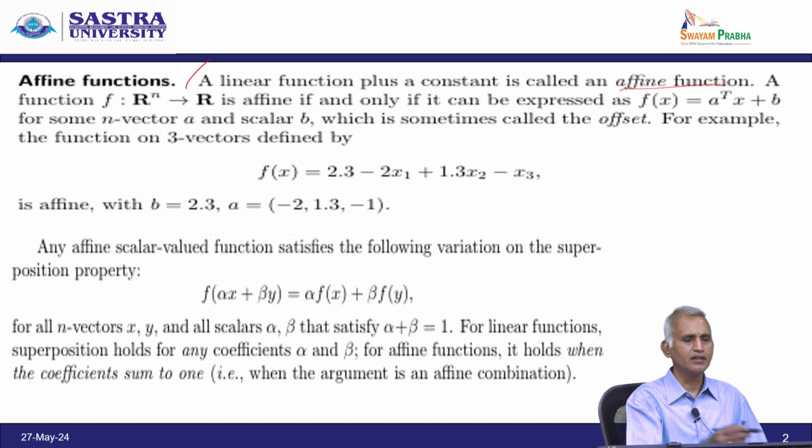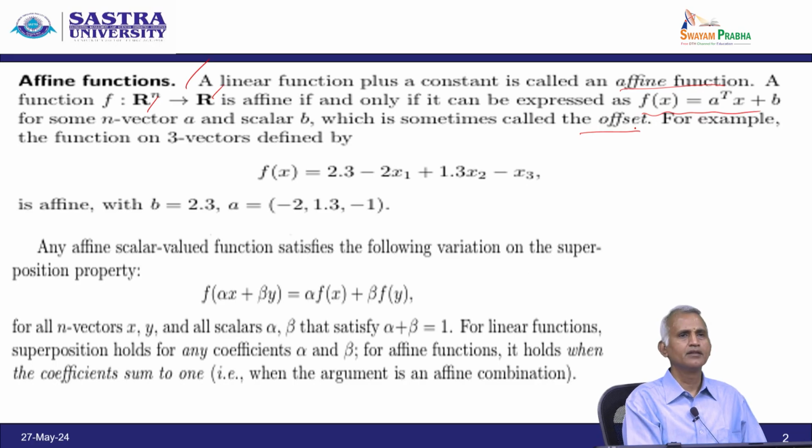Now, a function from R to the power n, taking the domain and mapping to R, that is, to a one tuple, is affine if and only if it can be expressed as f of x equals A transpose x plus b, for some n-vector A and a scalar b, which is sometimes called the offset.